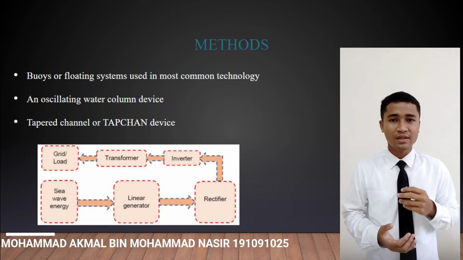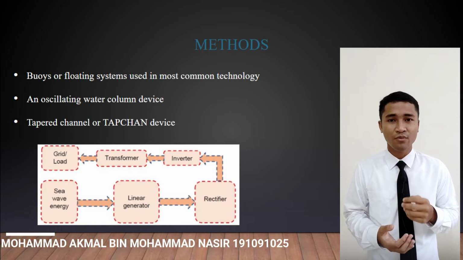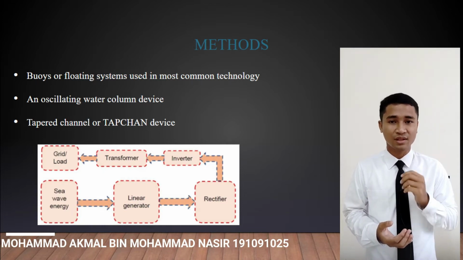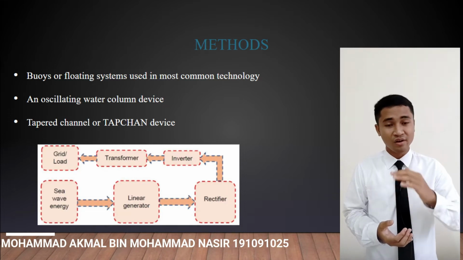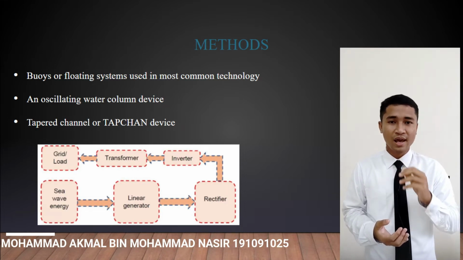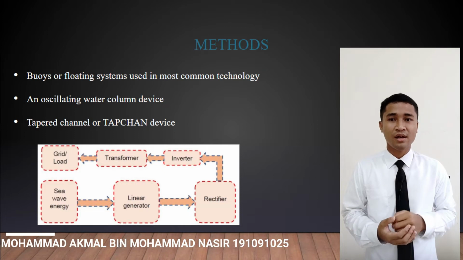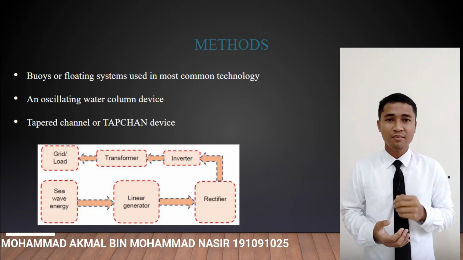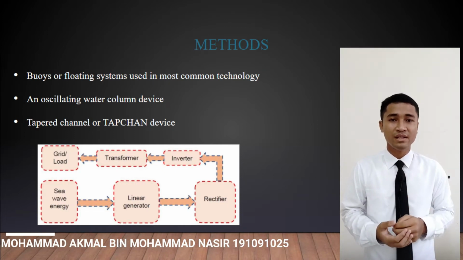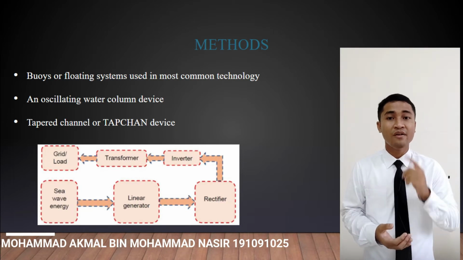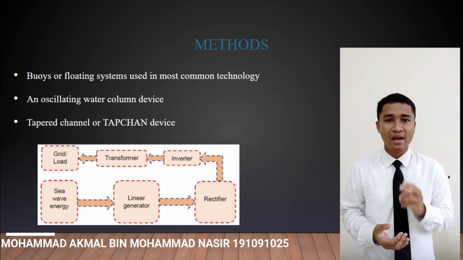There are various methods and technologies involving wave power generation that have been installed commercially since 2000, either floating on the ocean surface, at underwater depth, or at the coast. Generally, three main methods are used to convert wave energy into electrical energy, which are the floating system, oscillating water column device, and tapered channel.